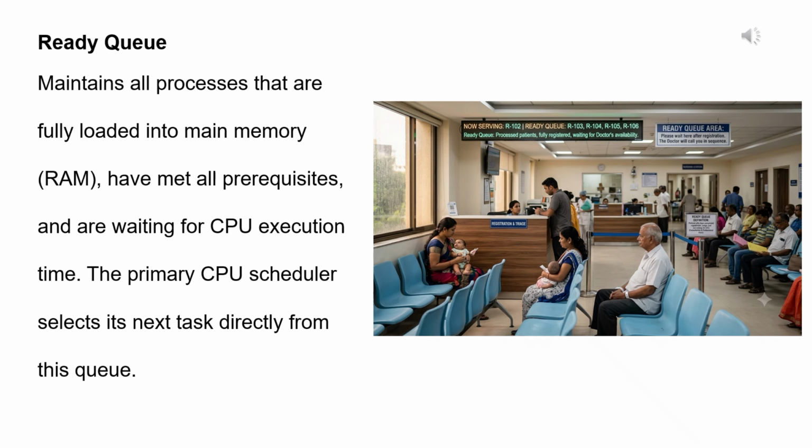The CPU scheduler always selects the next process from this queue. Think of passengers sitting inside an airplane before takeoff. Everyone is ready to fly. They are simply waiting for clearance. Likewise, processes in the ready queue are ready to execute, but must wait for the CPU.